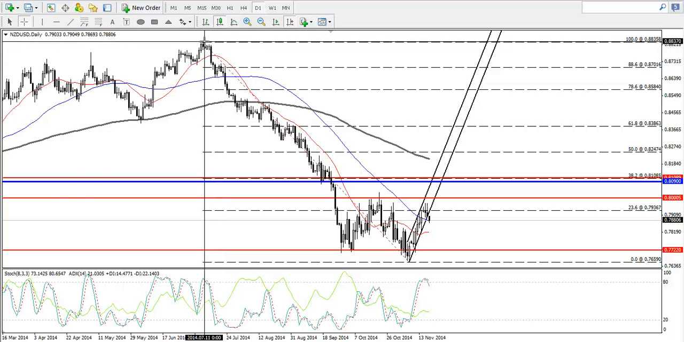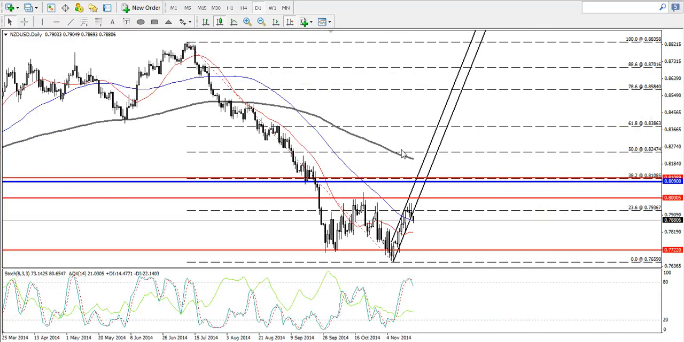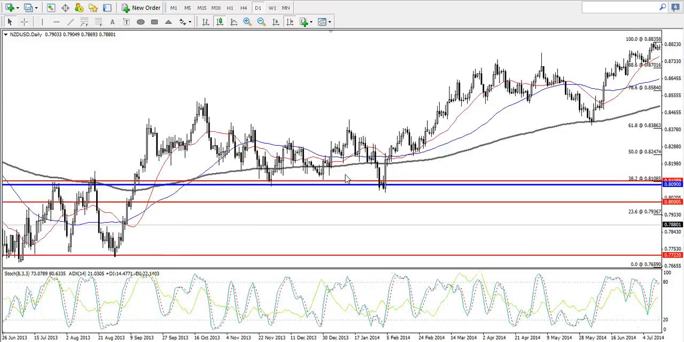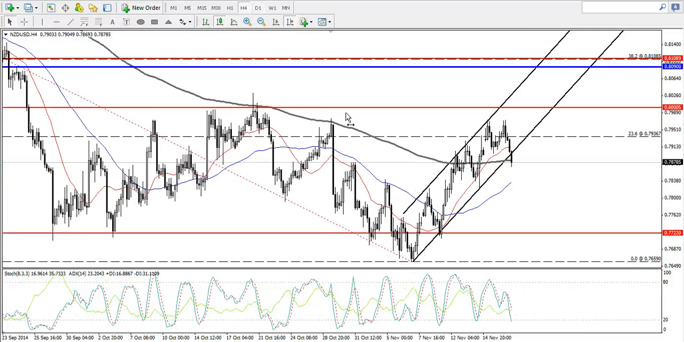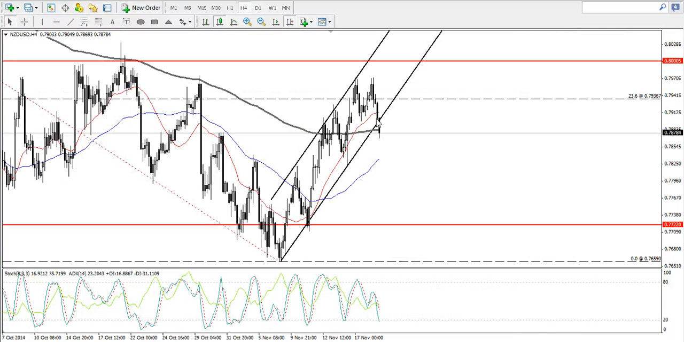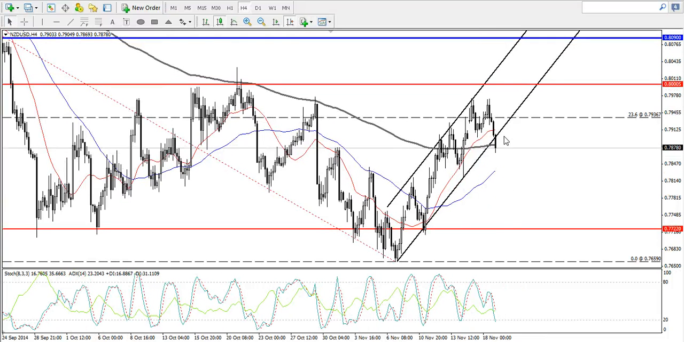This is a daily chart with the Fibonacci retracement. We do see that the price of 0.8108 is one of the key resistance levels. At the same time, by then the 200 moving average could have coincided with this level as well. So that is for the New Zealand dollar against the US dollar. We'll just wait for further retracement. Although it has cut below this minor rising trend channel, as it is said, it's a minor rising trend channel. So just wait for retracement.